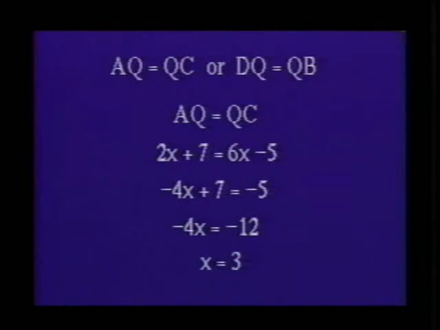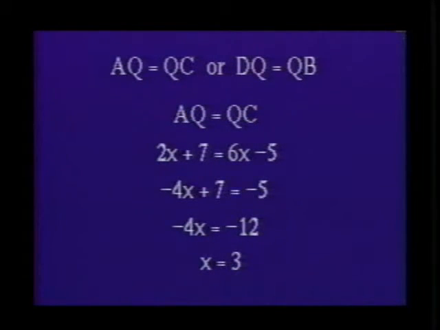Because we know that the diagonals bisect each other, we may set either the length of line segment AQ equal to the length of line segment QC, or the length of line segment DQ equal to the length of line segment QB, and then solve for x. Using the length of line segment AQ equal the length of line segment QC, we have 2x plus 7 is equal to 6x minus 5. Solving for x, we get x is equal to 3.